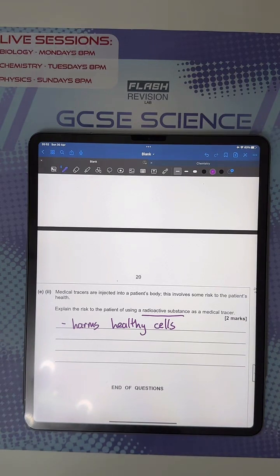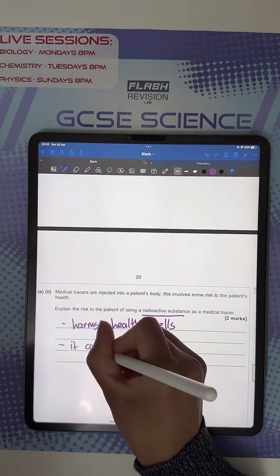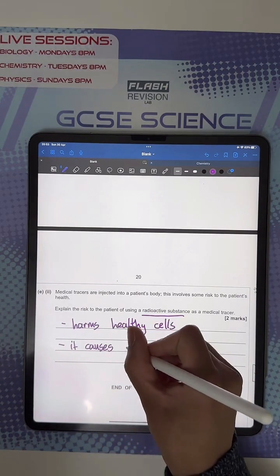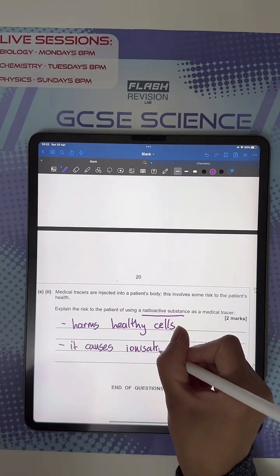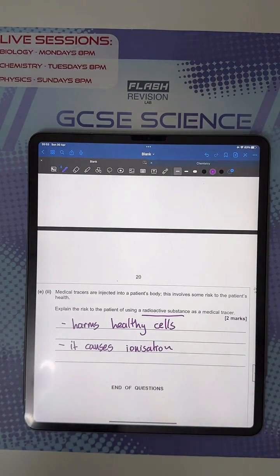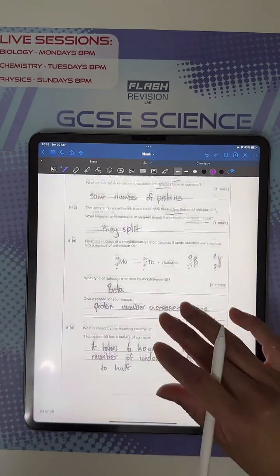Because what would the first mark be? So this is the second mark. It's why does it harm healthy cells? What is it about radiation? What do you guys think? Ionizers, good. It causes ionization. So it ionizes the cell, which leads to harming healthy cells. Good, guys. So those were the questions.